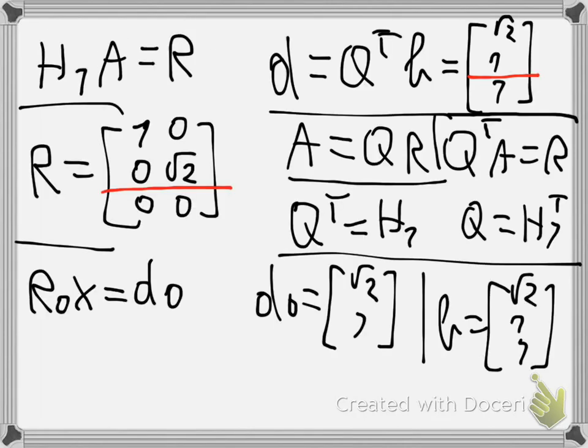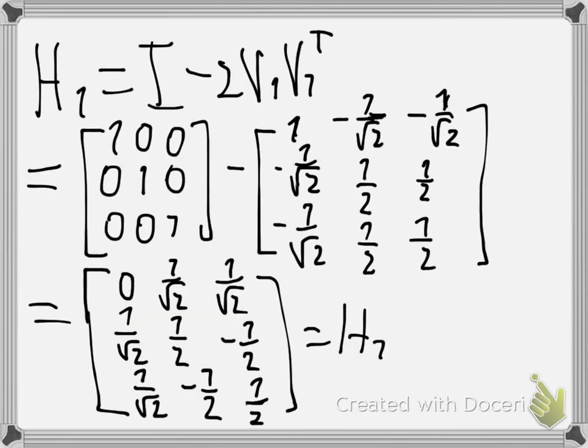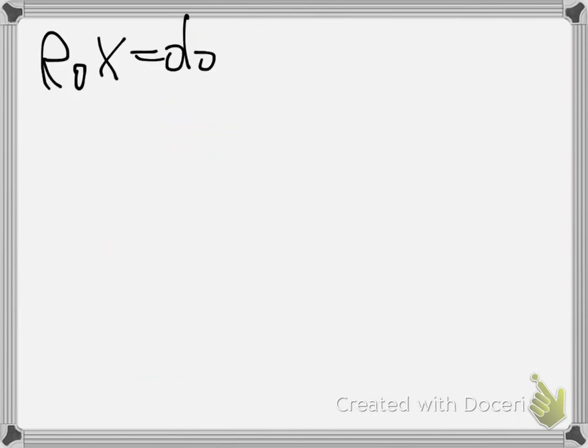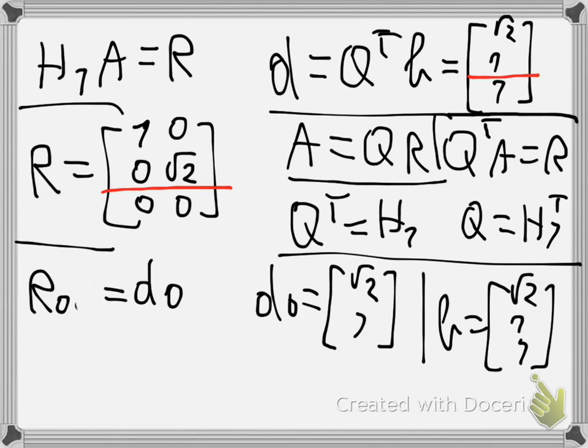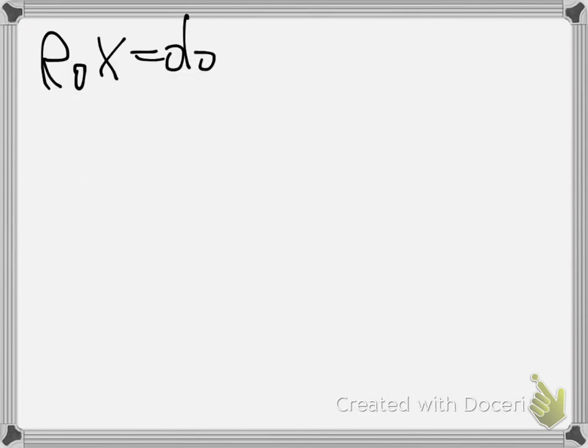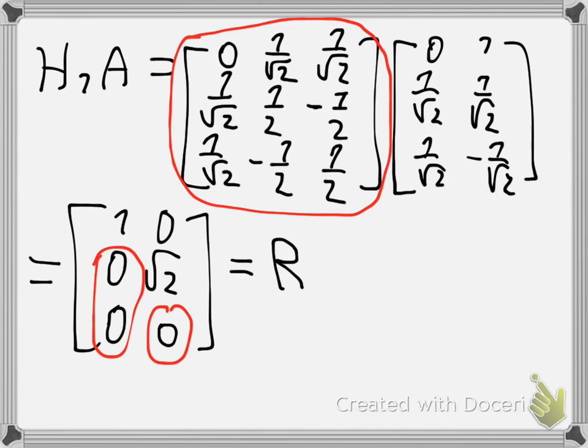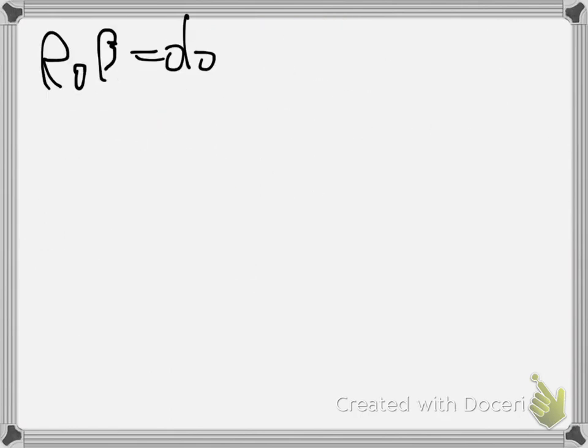And now we can solve the system. So R0x is equal to d0. By the way, I said that I won't use x but beta at the beginning of the video. Sorry, there should be a beta here, and here there should be a beta. I just said that I won't use x but beta as a variable. It doesn't change anything, but in the last video I used beta, so I wanted to use beta here too.